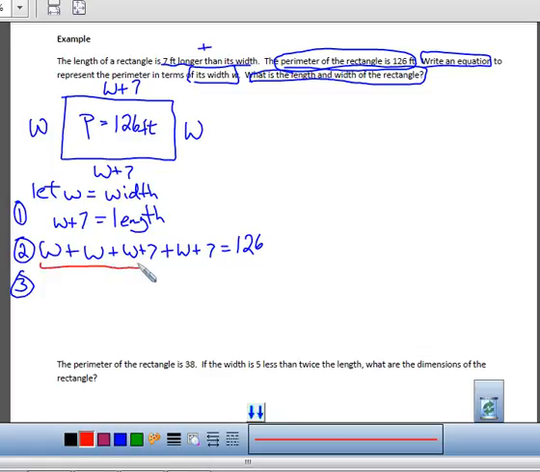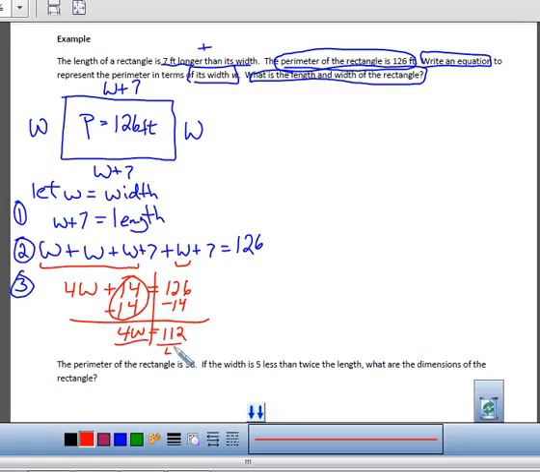So, bring together all the W's. 7 plus 7 is 14. So I have 4 W's plus 14 equals 126. Solve, so I'm going to subtract 14. I get 4W equals 112. Divide both sides by 4. And you get W is equal to 28.